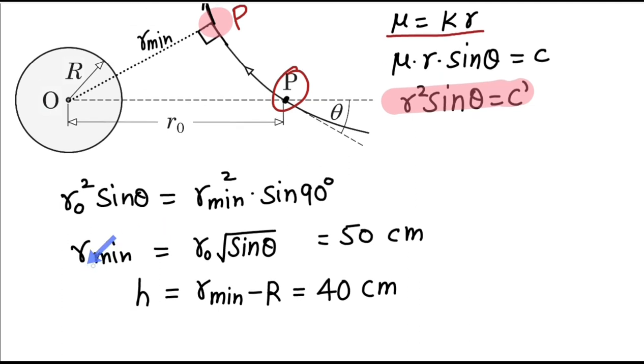From here, we'll just put the values that were given. R naught will be equal to 50 centimeter, and the height from the surface, this height h will be equal to r minimum minus capital R, that is going to be equal to 40 centimeter. So this is the answer for this question.